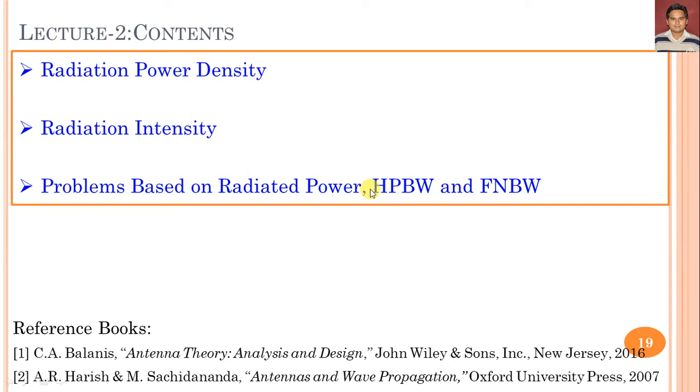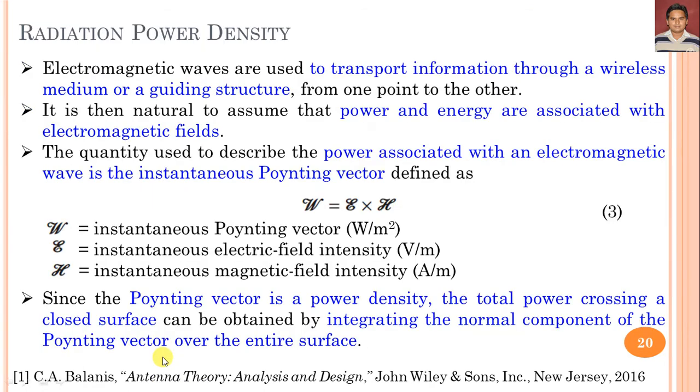The content of this lecture 2 of antenna parameter series is prepared mainly with the help of the following books. First we are going to discuss radiation power density.